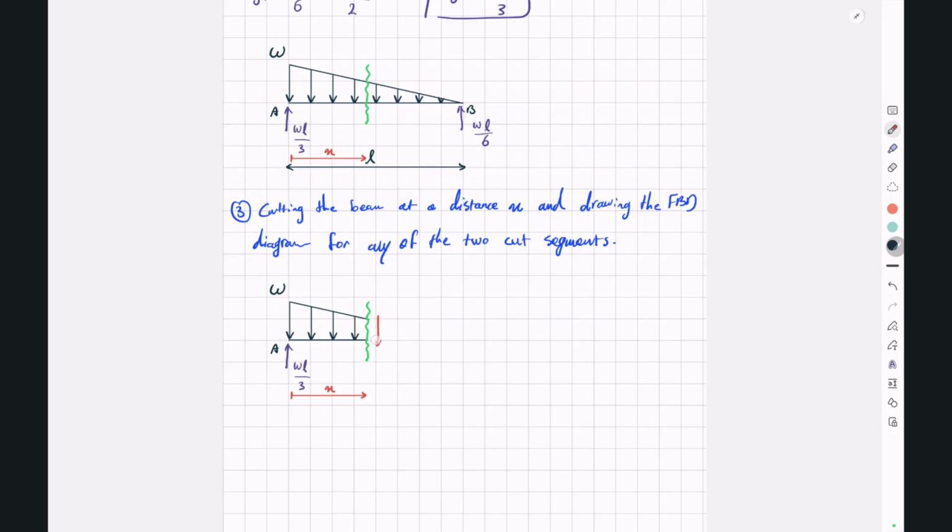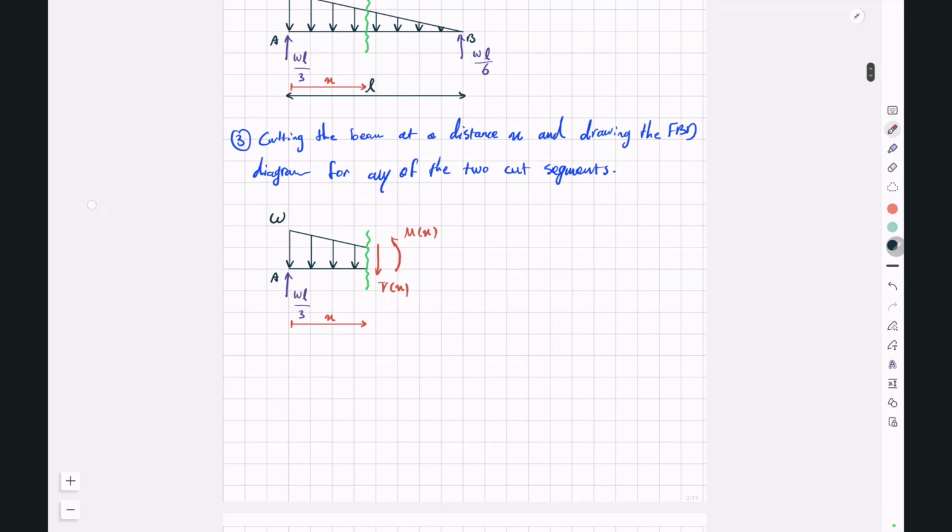So this is our Vx downward. This is our Mx counterclockwise. And if you want to analyze the right segment, you'll have something like this. This is our Vx, which is upward. This is our Mx, which is clockwise. And the length of our segment will be L minus X. So this is L minus X.